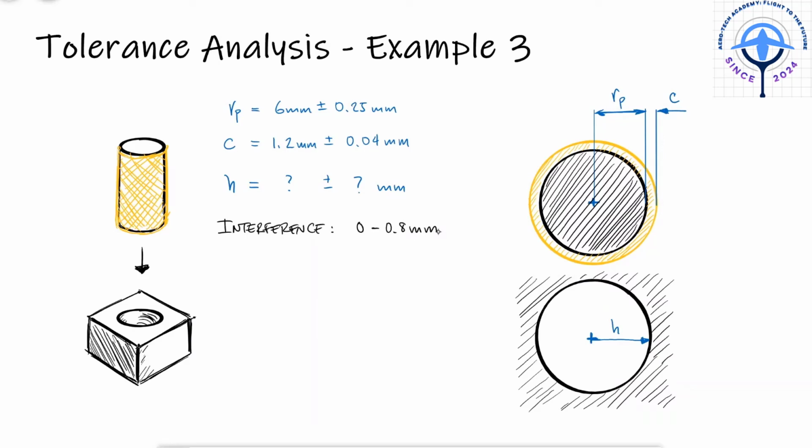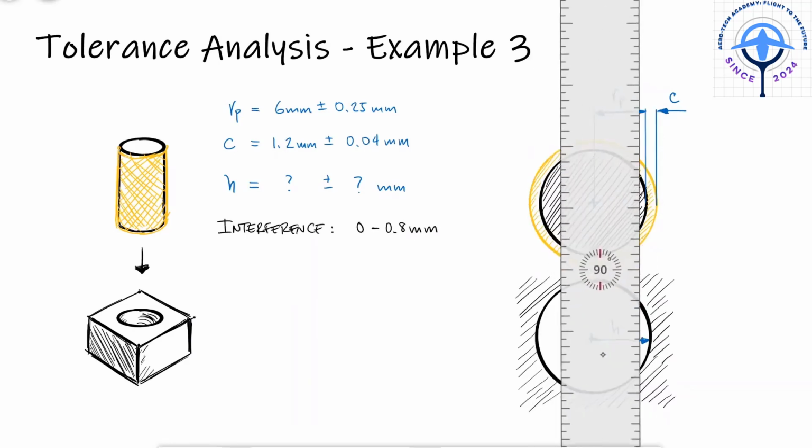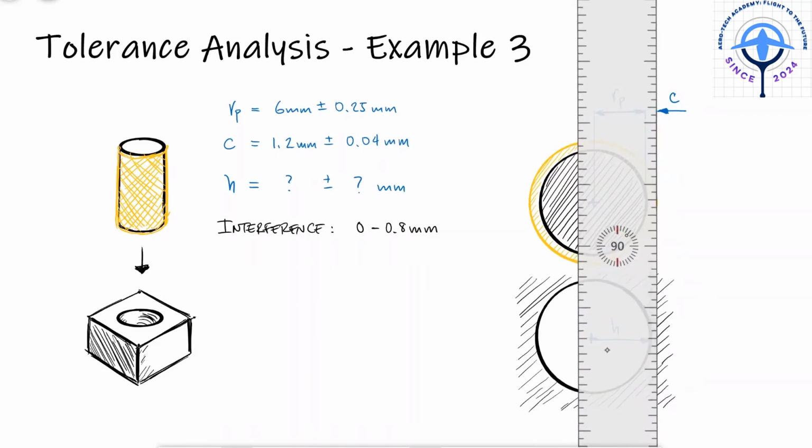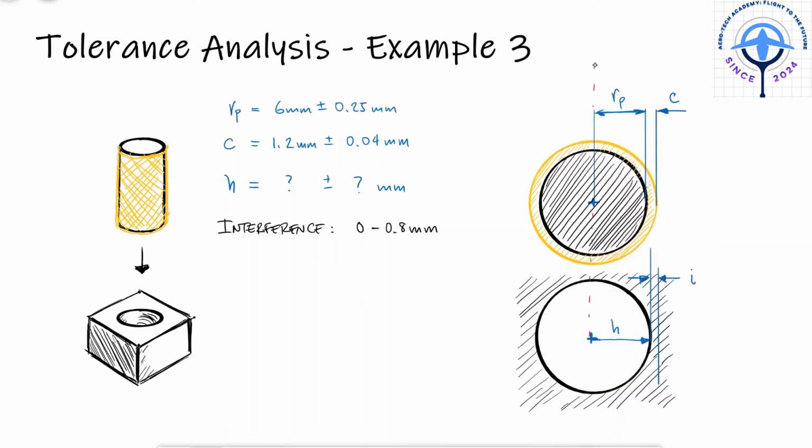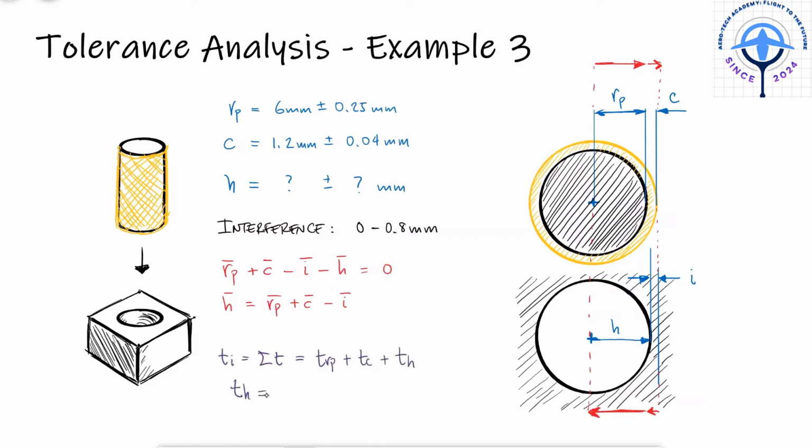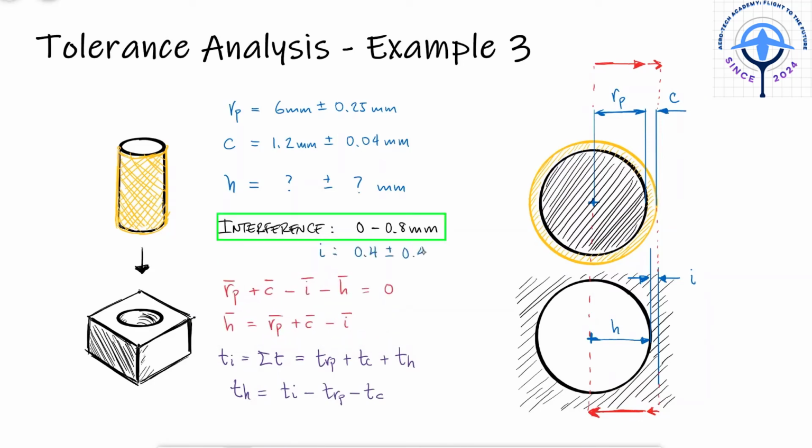This is the third example for the tolerance analysis video, link below. Our tolerance loop analysis shows us that the nominal value for the radius of our hole h depends on the nominal value for the interference. From the tolerance of the interference as the sum of the other tolerances equation, we see that the tolerance of the hole depends on the tolerance of the interference. These two values can be easily found from the interference range information.